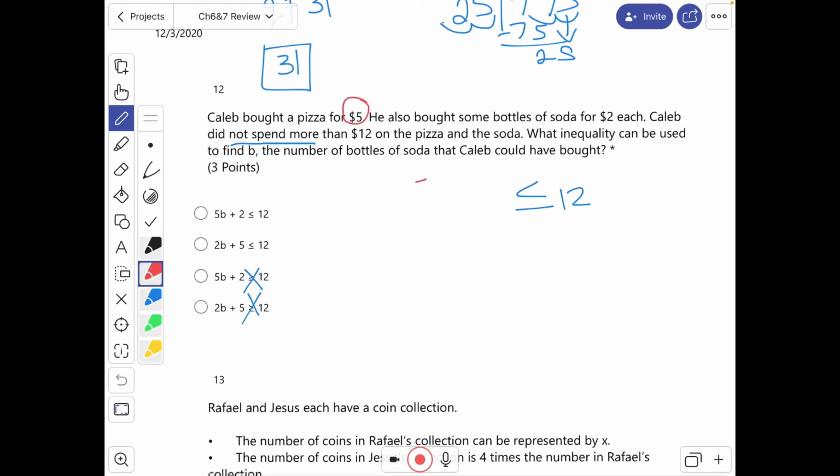Then he says he buys a pizza for $5. He also, which is a key word for add, buys bottles of soda for $2 each. Each is our multiplying word. So 2 times, and they used B. So 2 times B for bottles. Which equation does that match? There, so that's our second answer choice.